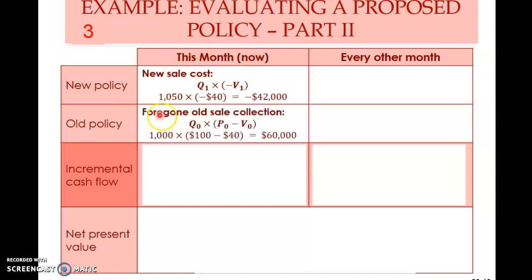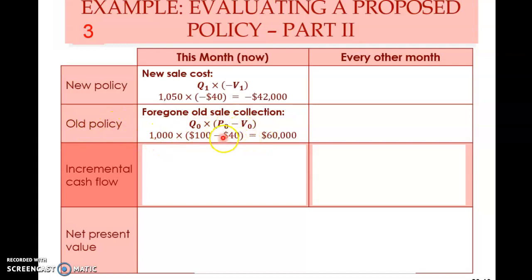Now the cash flow with the old policy will be the foregone. That means you forego this: the foregone old sale collection. So with the old policy, you sell QO units. Remember, this is Q1, 1,050. This is the old sales unit, 1,000. QO, 1,000, multiplied by price minus variable cost. Note this. The price, because you collect now, this is cash policy.